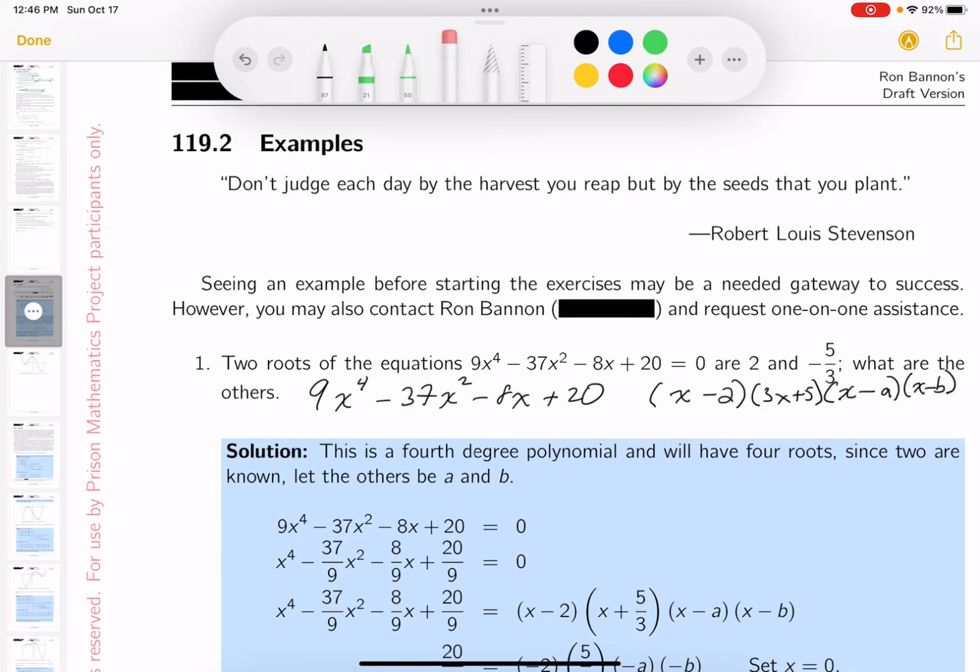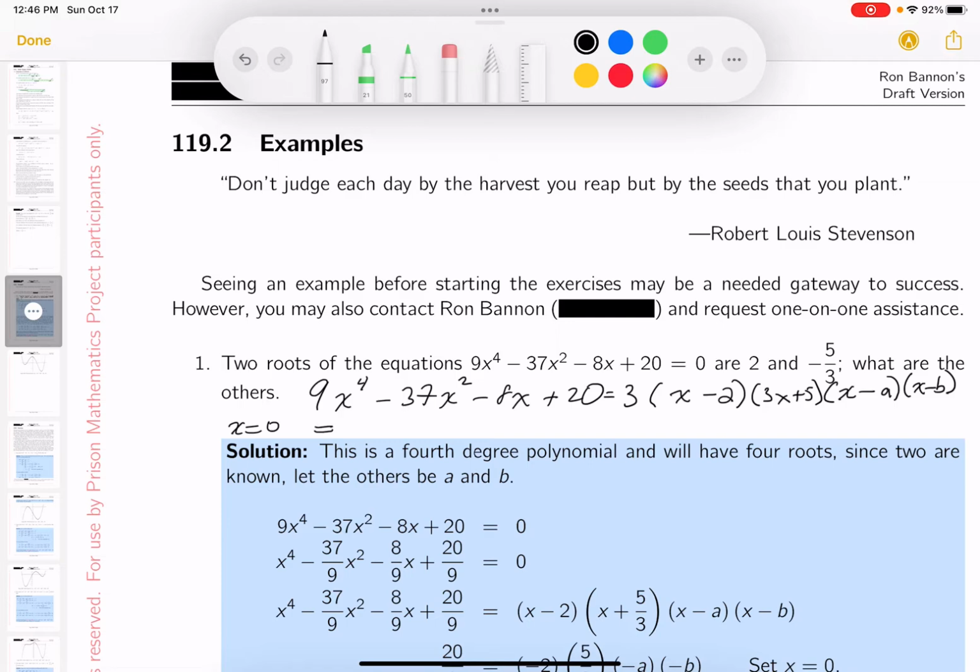I'll tell you what the trouble is going to be. I'm looking at this thing over here, and I'm starting to realize I'm not going to get the 9. Why is that? I only have a 3, so I would get 3x^4. So I'm going to need to put a 3 down here. The next thing I'm going to do, I'm not going to multiply that out, by the way. I'm going to let x equal 0.